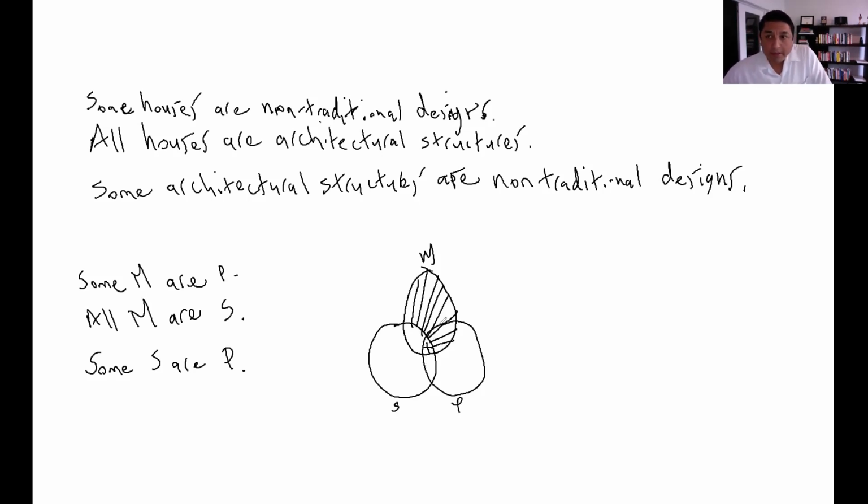And now we look at the information in the conclusion. We ask, some architectural structures are non-traditional designs. So there has to be at least one thing that exists that is both an S and a P, and you have one, it's right here. So this is valid.